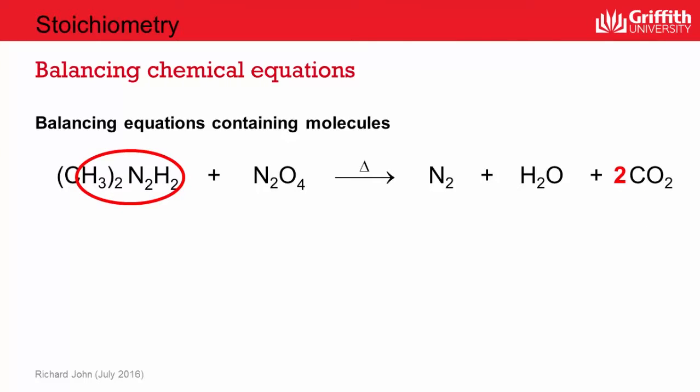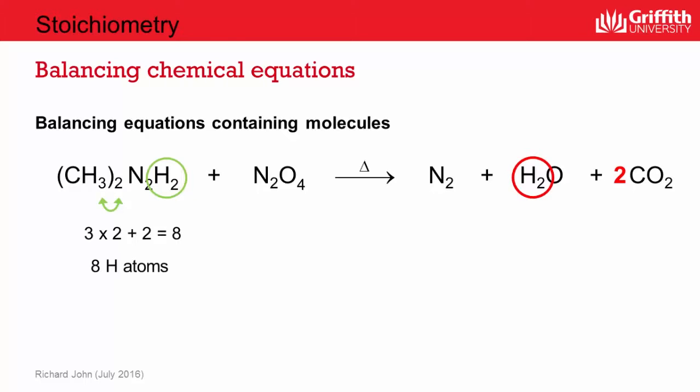I've got a total of 8 hydrogen atoms. That's made up of the 3 times the 2 plus this extra 2 here, so 8 hydrogen atoms on the left hand side, and as I said before, only 2 hydrogen atoms at the moment on the right hand side. So to balance that, I'm going to put a big 4 in front of the water, and that will give me my 4 times 2 hydrogen atoms, giving me 8 hydrogen atoms on the right hand side as well.